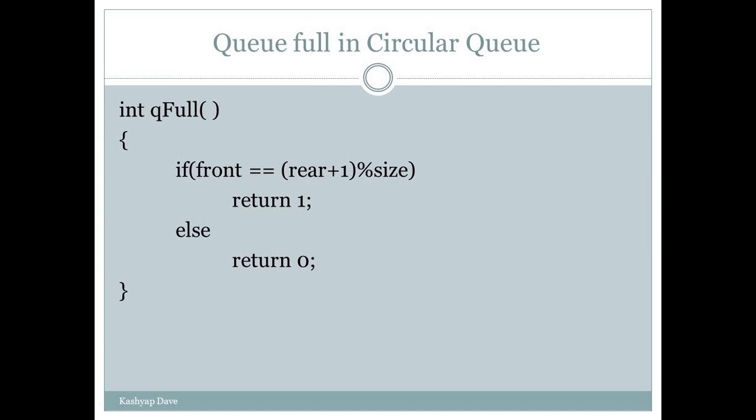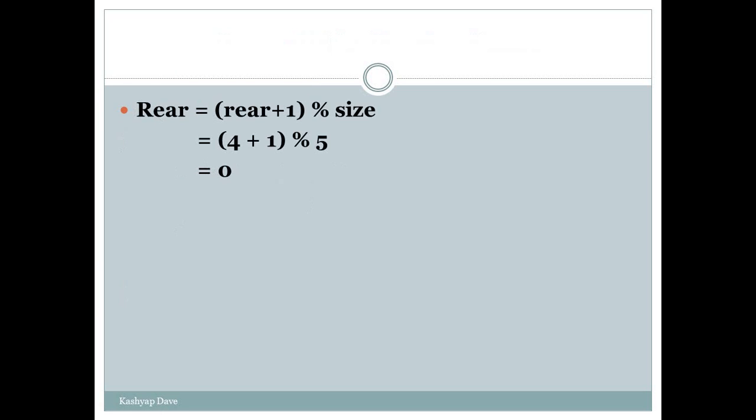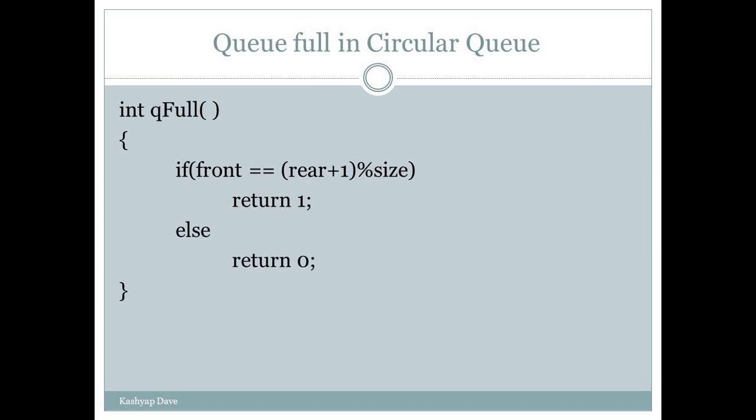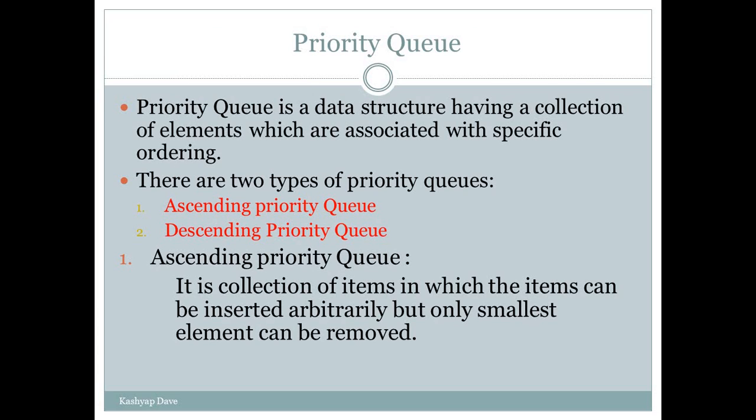The queue full condition in a circular queue is different from our simple queue. In this function you can see that if front is equal to rear plus 1 modulo size, then return 1, which means it is full. How it came about we have understood by this example. Otherwise our queue is not full, and we can add elements, meaning we can enqueue elements in it. Our enqueue and dequeue operations will be the same as in our simple queue.